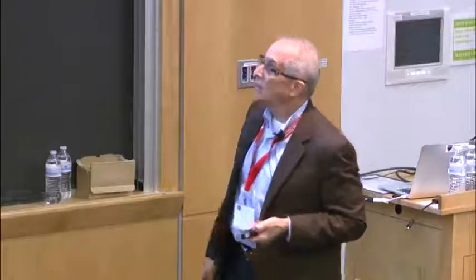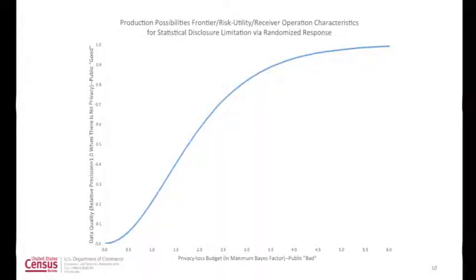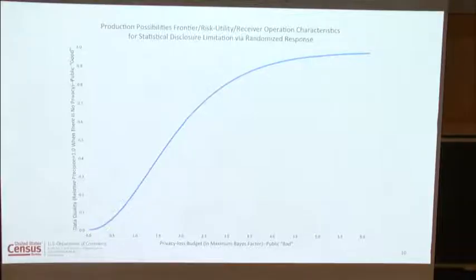All right? So a lot of people talk about randomized response. It has a very nice trade-off between the accuracy relative to perfect publication, which is the 1, for different values of epsilon.